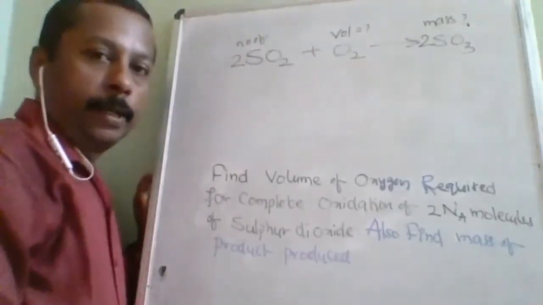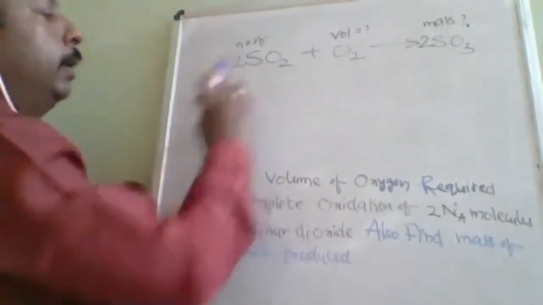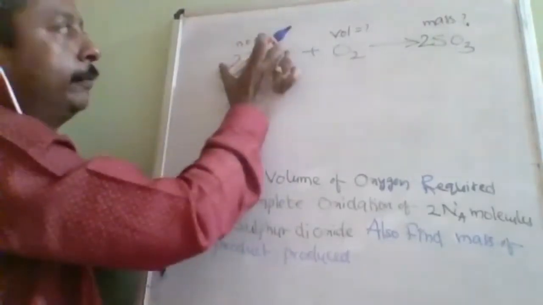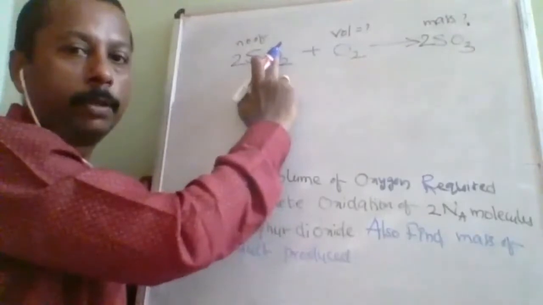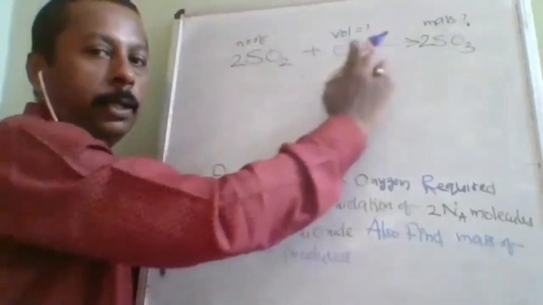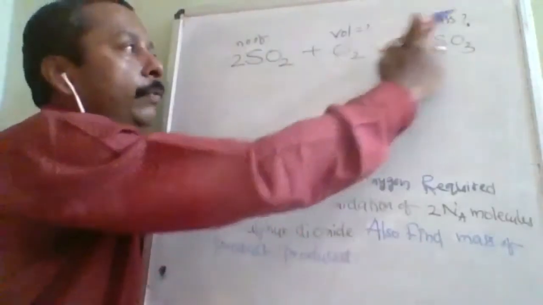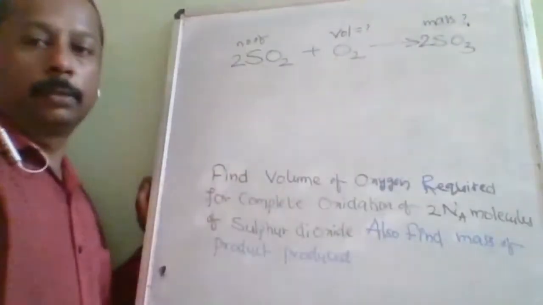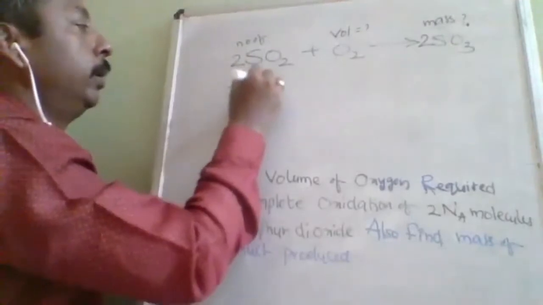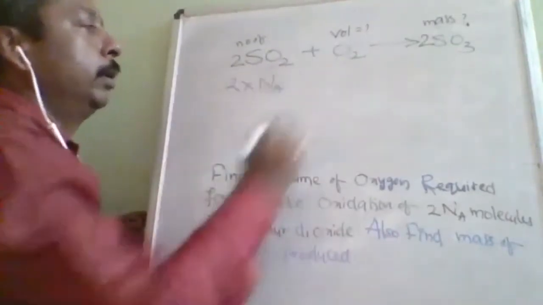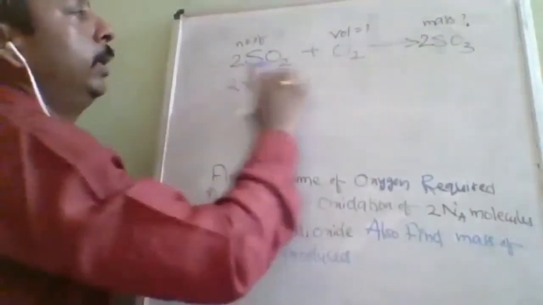Okay, now very good response. See here, in this question the number of SO2 molecules is given. The volume of O2 needs to be found and the mass of SO3 also needs to be found. For the number, we will write 2 into Avogadro number. For volume, it is already balanced.